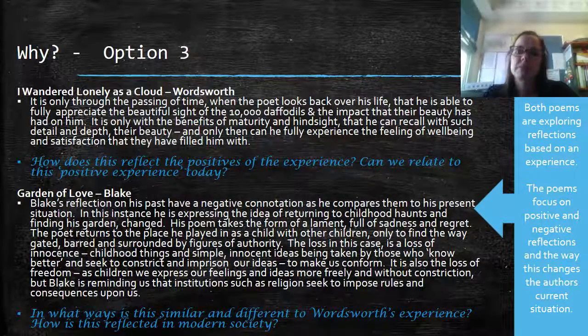Option 3 is a bit of a different angle where you could explore the reflections based on experiences. So these 2 examples here, I Wandered Lonely as a Cloud and The Garden of Love by Blake, focus on positive and negative reflections and the way this changes the author's current situation.